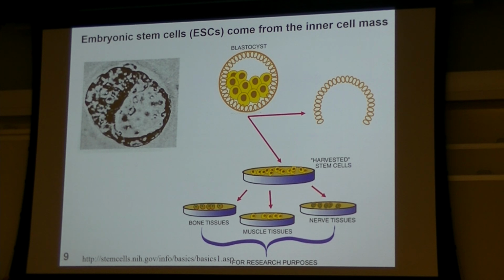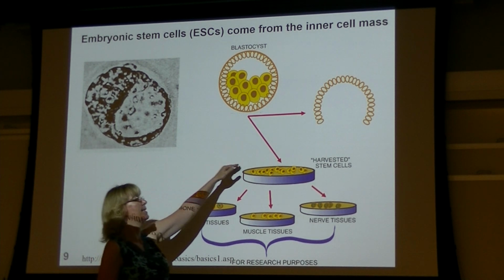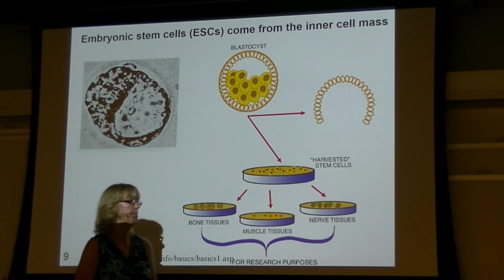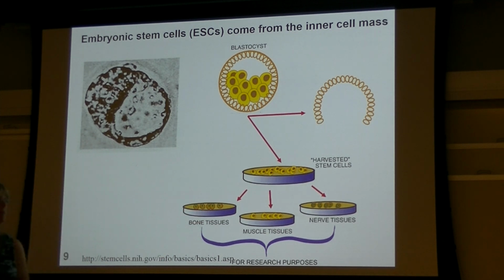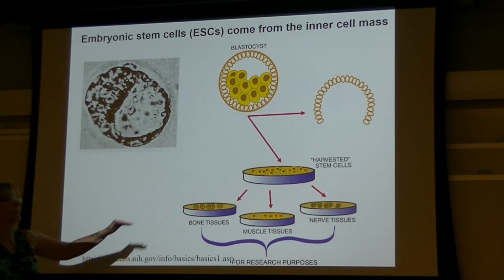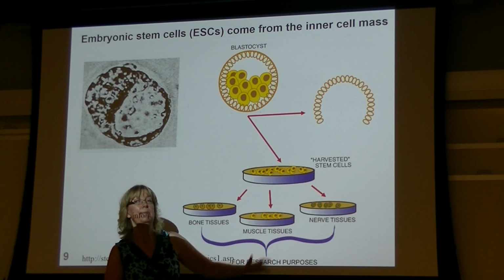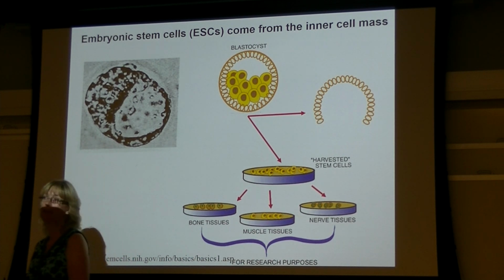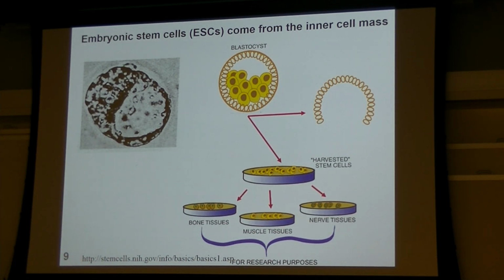So it's pretty easy to get blastocysts, either by just fertilizing in the dish or collecting them from, say, mice that have been mated in a timed fashion. And then you can harvest out these inner cell mass cells and keep them happy and proliferating in the petri dish, and then apply different strategies to get them to differentiate to a tissue type of choice.